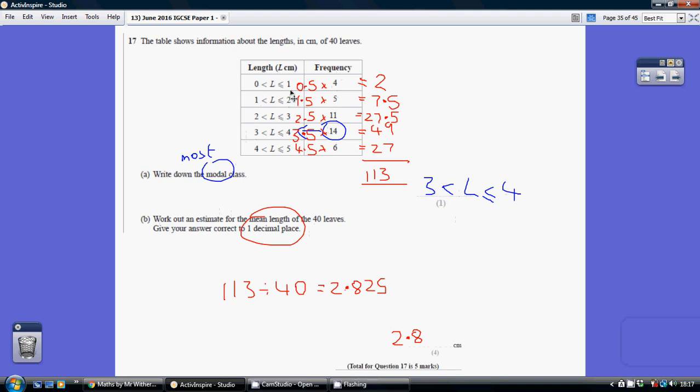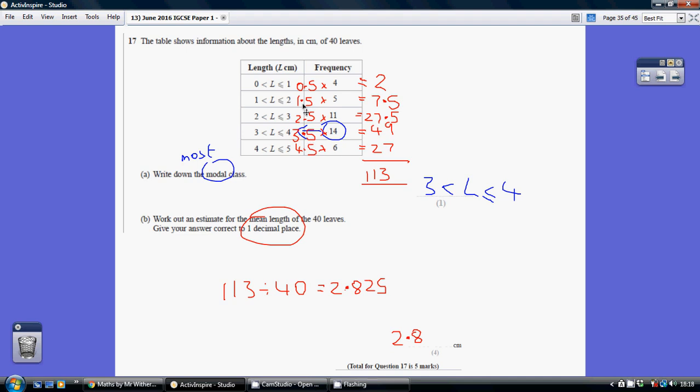Let's assume the length of all 4 of these leaves was halfway between 0 and 1 centimeters, which is 0.5 centimeters. So we've taken the midpoint. Okay. Let's assume these 5 leaves, which was something between 1 and 2, were halfway between, were 1.5 centimeters long, and so on. So basically, we have to put this column in here where we're using the midpoints of these. Now, I think it's easy to work out these midpoints, but if you can't see it, all you do is you just add the numbers together and halve it. 3 and 4 is 7, half of 7 is 3.5, and so on.